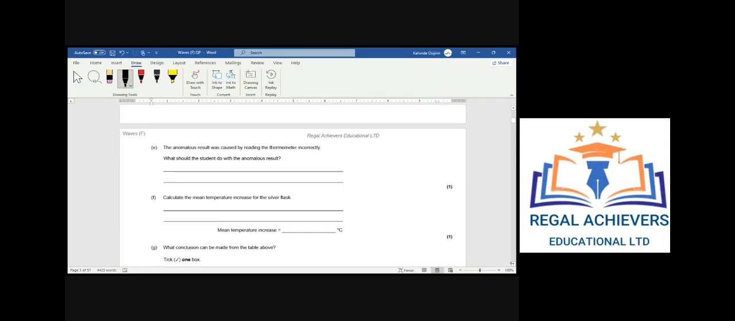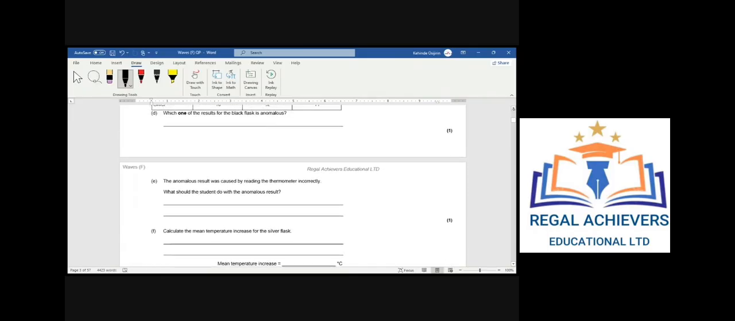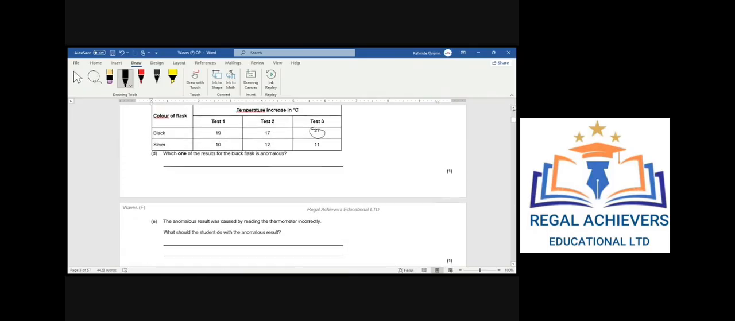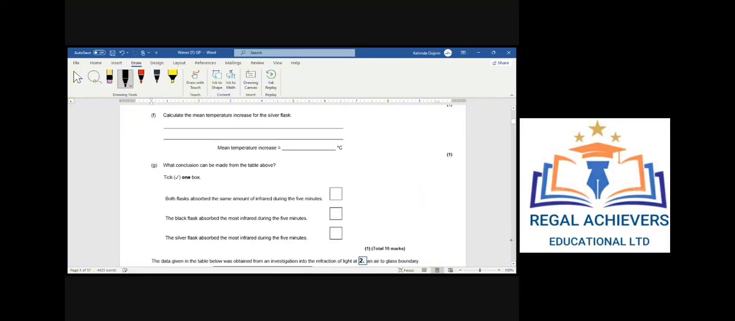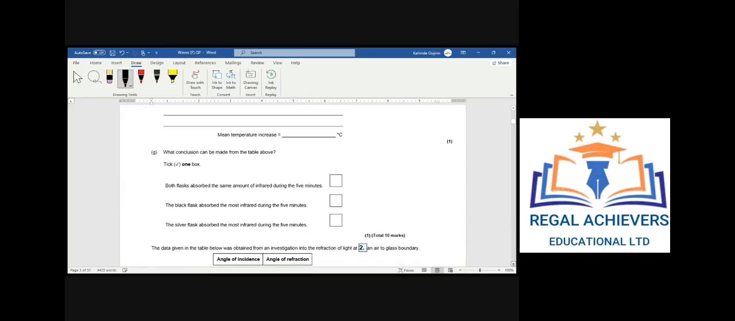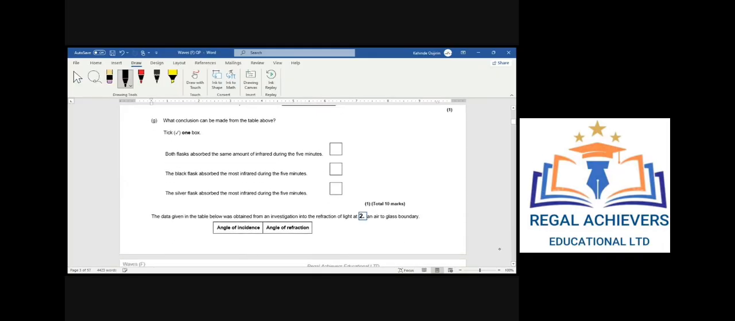Then the next one says calculate the mean temperature increase for the silver flask. We go to the silver flask. So what do you do? You add it all together: 10 plus 12 plus 11. That will give you 33. Since it's 3 test results we are comparing, that will be 33 divided by 3, and that will give you 11.